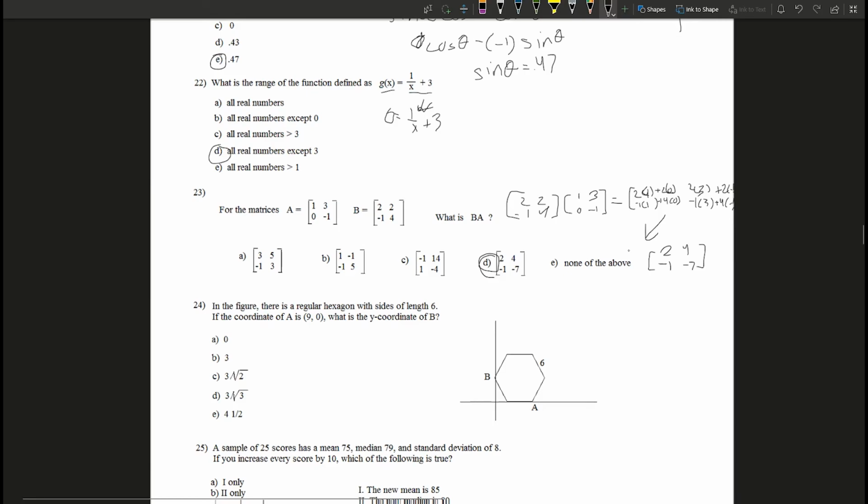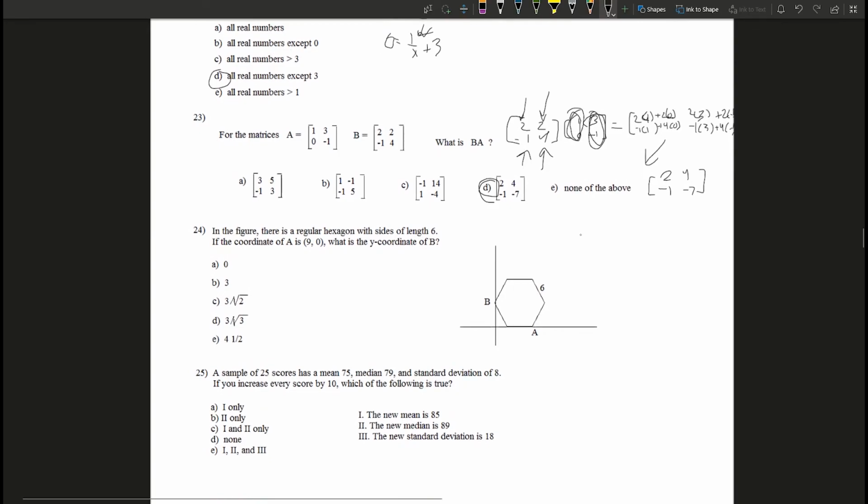And if you noticed, all we did was we multiplied this term times this. Then we multiplied this term times this again. Then we multiplied this term times this, and then we multiplied this term by this again. So matrix multiplication is pretty simple, you just have to get used to it.